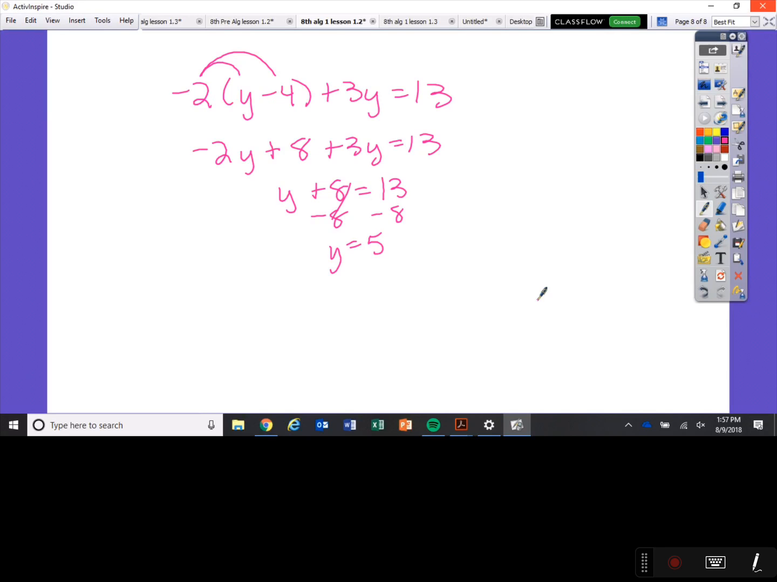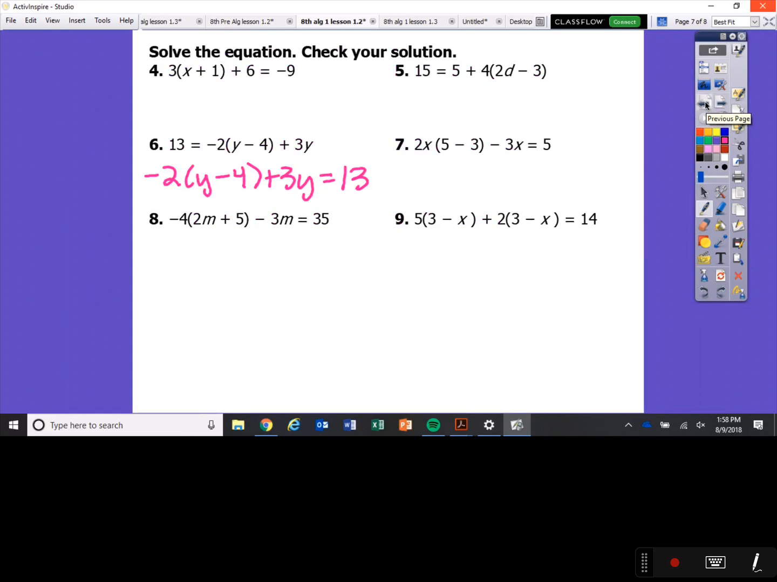See, you're not supposed to bring down this sign. You multiply them. Since it's positive 8, you put plus 8. If it would have been -8, you put -8. Okay, so just be super careful on those. But now you know, right? I won't make that mistake again. I hope not. Number 7.